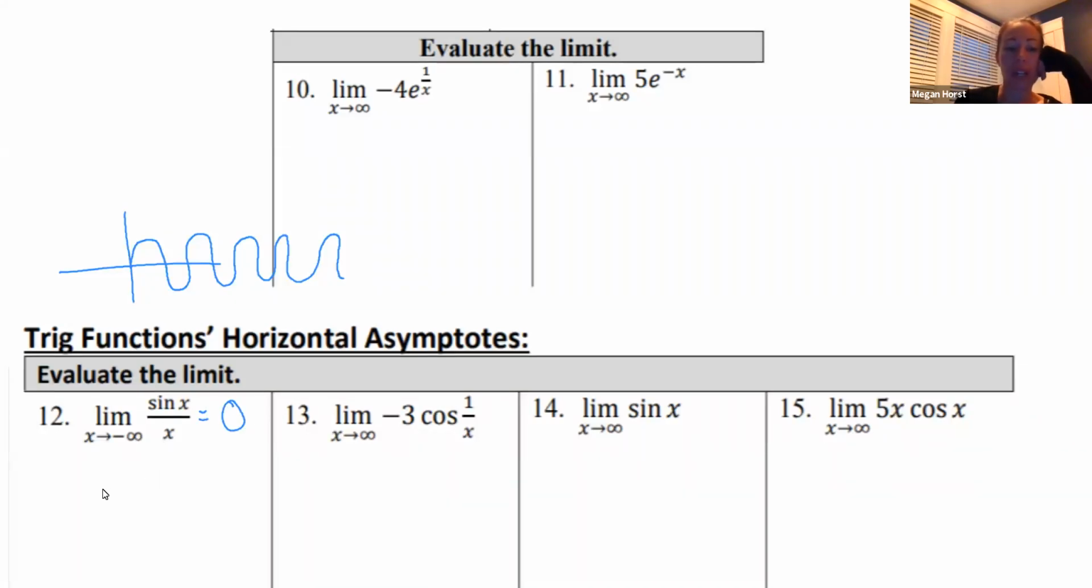You could also analyze this one using the squeeze theorem. So you could say that sine of x bounces between 1 and -1. And then we could divide each side by x.